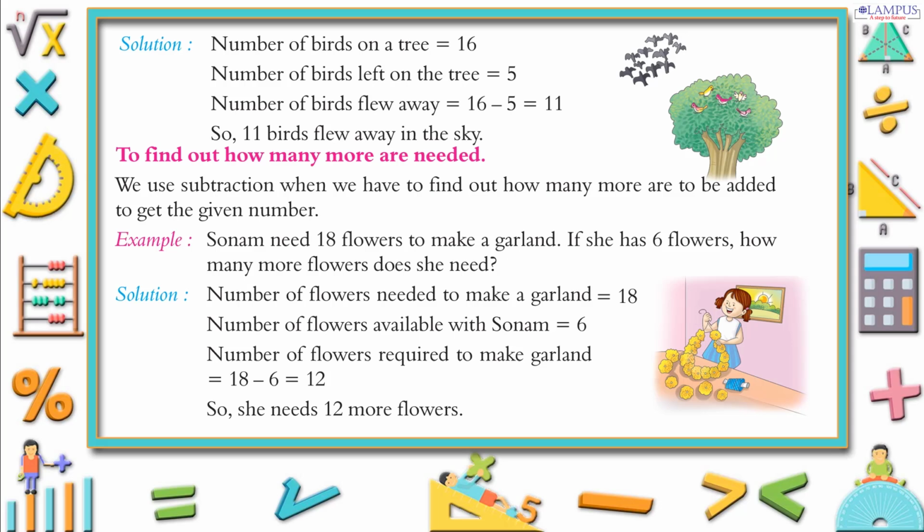To find out how many more are needed, we use subtraction when we have to find out how many more are to be added to get the given number. Example. Sonam needs 18 flowers to make a garland. If she has 6 flowers, how many more flowers does she need? Solution. Number of flowers needed to make a garland equals 18. Number of flowers available with Sonam equals 6. Number of flowers required equals 18 minus 6 equals 12. So, she needs 12 more flowers.